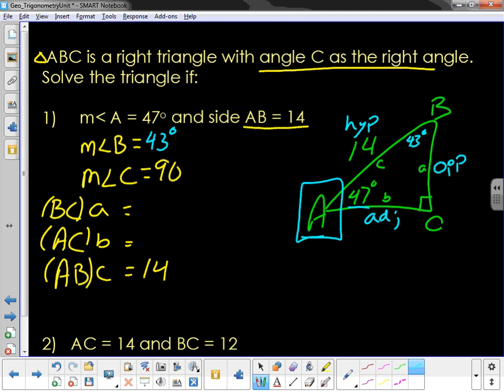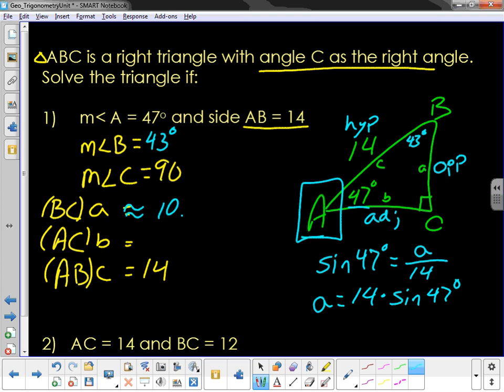So with that in mind, I know that the sine of 47 degrees will equal A, I don't know what A is, that's the opposite side, over 14. So to figure out what side A is, I would multiply both sides by 14. So 14 times the sine of 47 degrees will give me A. Well, 14 times sine of 47 gets us 10.23895, yada, yada. It runs on for quite a while. So A is approximately 10.2.